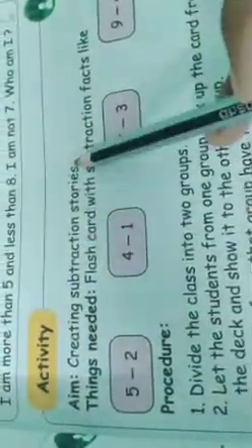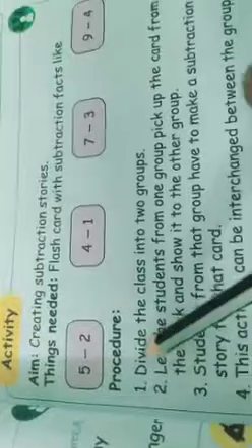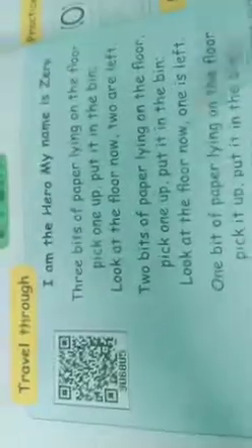Okay. Activity. Aim: creating subtraction stories. I think this is the activity: divide the class. In our online class this is impossible, so we turn to the next page. Now the next topic, 0.